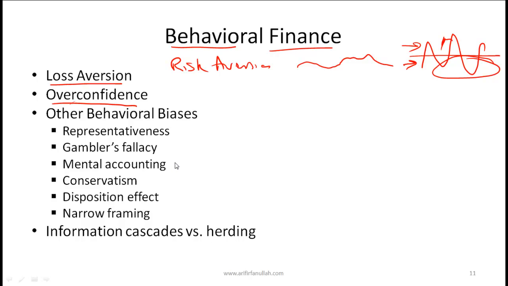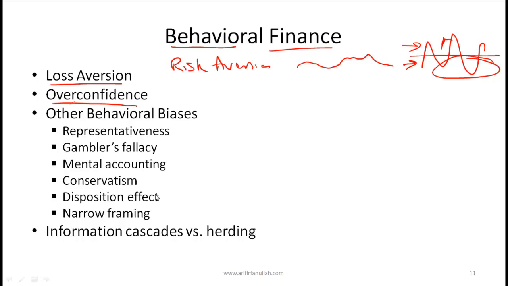Mental accounting refers to a situation where investors classify different investments into different mental accounts instead of viewing one holistic portfolio. Conservatism is where investors react unnecessarily slowly to changes. So there might be some bad news about a given stock, but if an investor has held a given stock for the last 5 years, then he might just keep holding on to that stock.